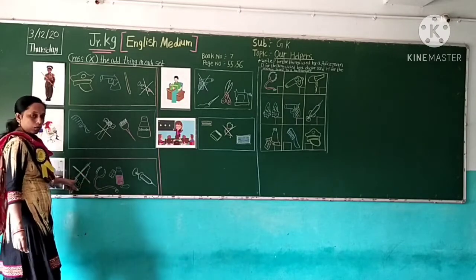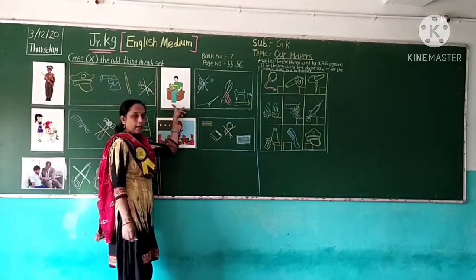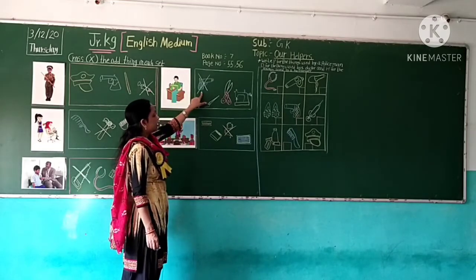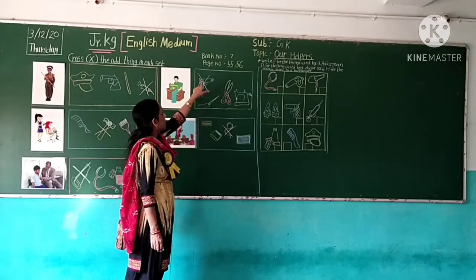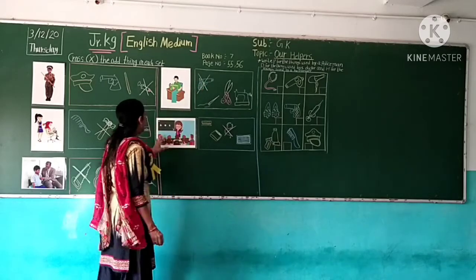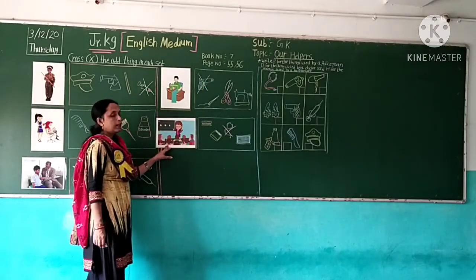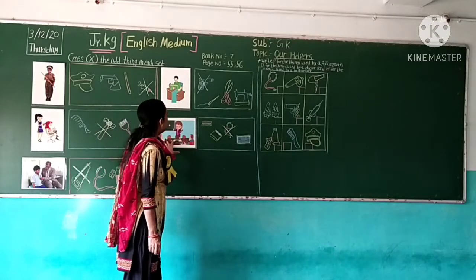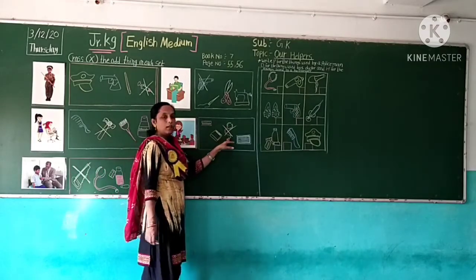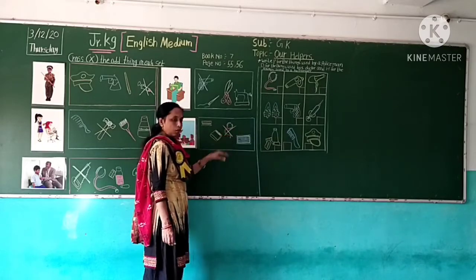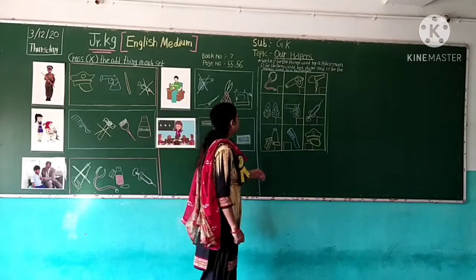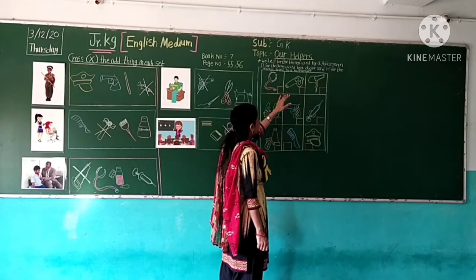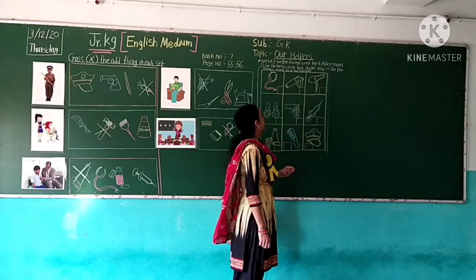So here we cross. What is this? Tailor. Which helper is this? Tailor. A tailor does not use a gun. These things are odd. So here we cross. Now next, which picture is this? Which helper? Teacher. Which picture is this? Teacher. So a teacher does not use a stethoscope. So here we cross.